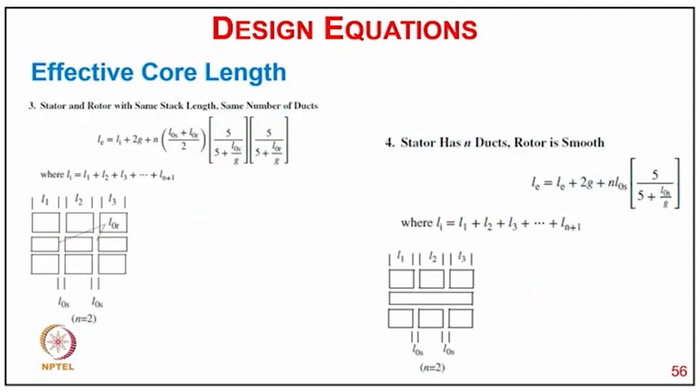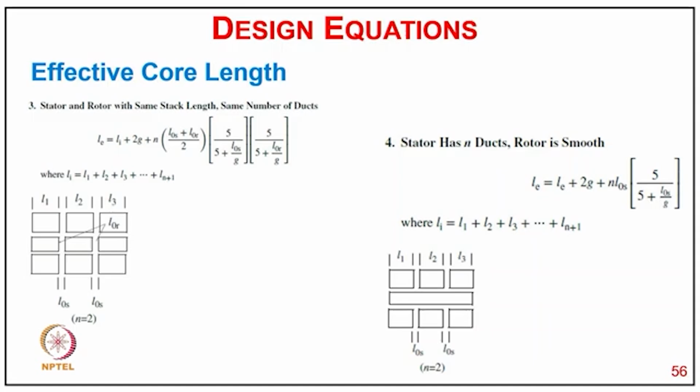Now coming to the stator and rotor with the same stack length and the same slot ducts, L equals Li plus 2G plus N in bracket LOS plus LOR by 2 in bracket 5 upon 5 plus LOS upon G into 5 upon 5 plus LOR upon G. Here L equals L1 plus L2 plus L3 up to L plus N, and you can see what L1, L2 are in the diagram.